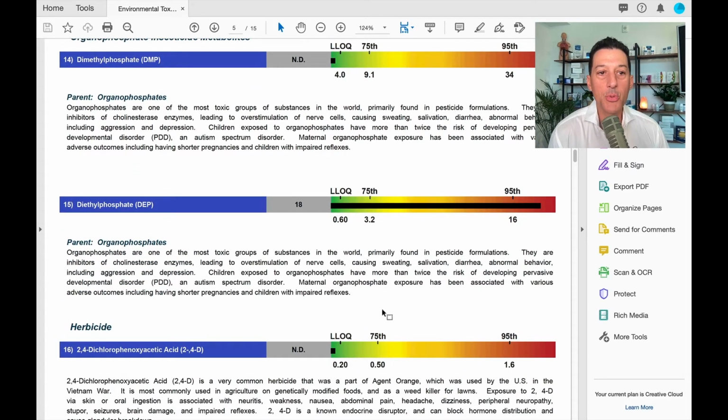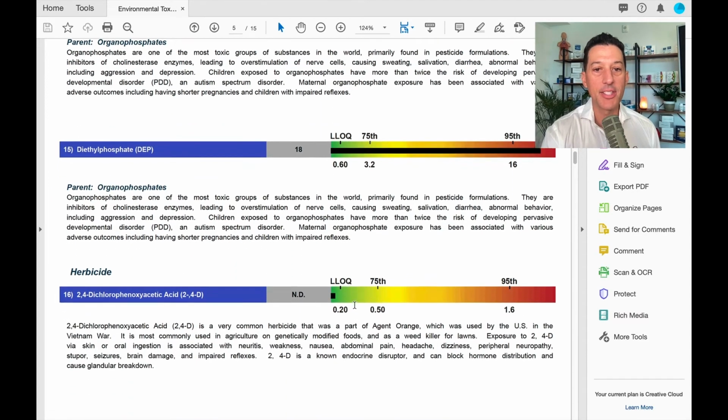Okay, the next one is organophosphates. We're going to be getting into this quite a bit, but these ones are really important to look at because they can cause learning disabilities. They can cause all sorts of nervous system issues, which then leads to anxiety and all sorts of overstimulation, like for children, ADD, ADHD, etc. So again, this can be used for both children and adults. Okay, this person luckily is good for organophosphates. And let's see the next one.